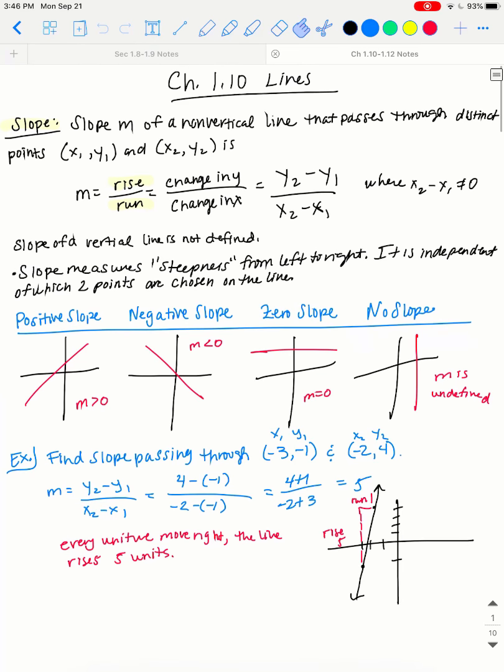Hi everyone, in this video I'm going to go through chapter 1.10 to 1.12. So our chapter 1.10 is about lines. To start out, we're going to learn what slope is of a line.